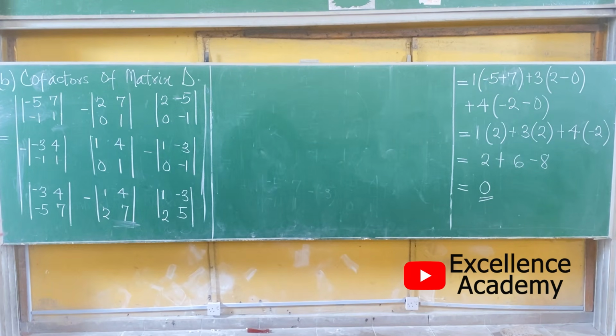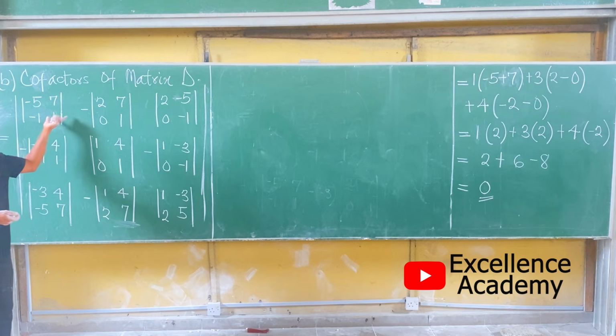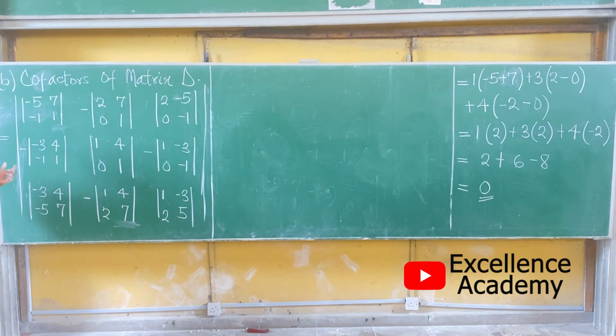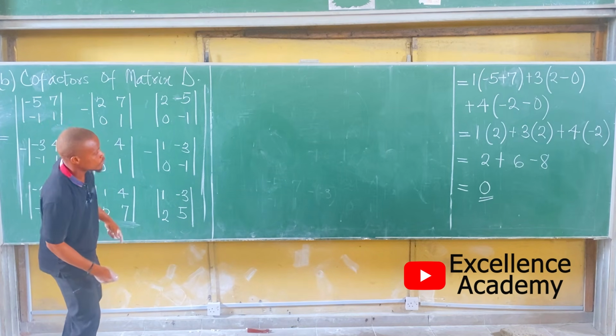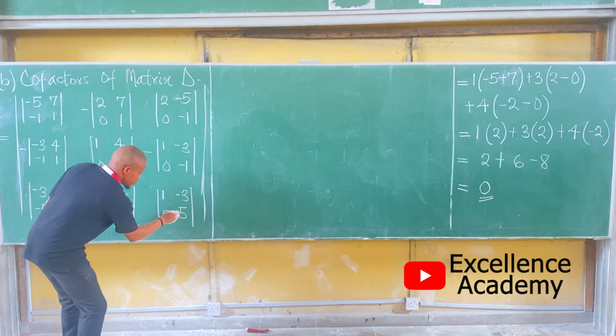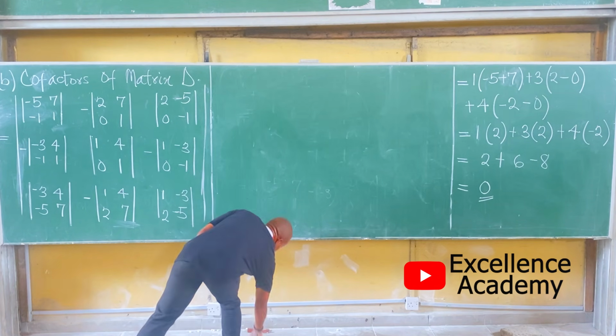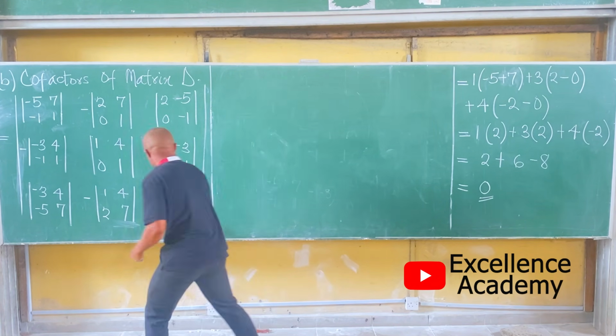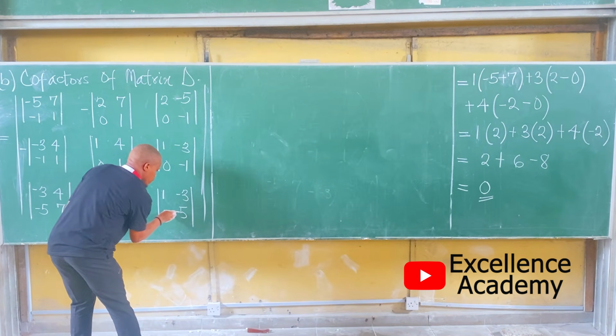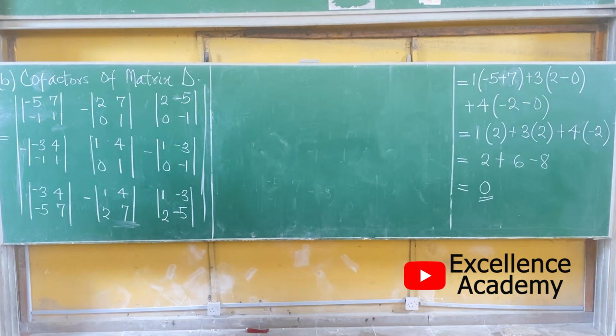Alright, so we've created a table. So this is the cofactor of the matrix D. So this is how you get your cofactor of the matrix D. Okay, minus 5. Okay, so this is how you get the cofactor of a matrix, right?